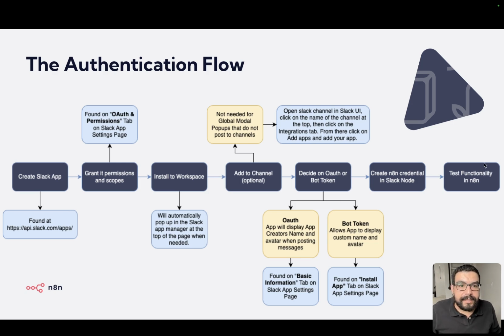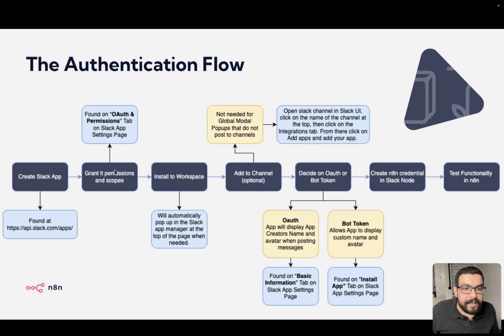So within Slack, you can essentially see here that it's not as simple as just getting an API key and being set. It's a little bit more complex than that. So the first step we're going to do today is creating a Slack app. And again, that can be found at api.slack.com/apps. Next, we're going to grant it permissions and scopes. In order to utilize the Slack app, we do need to turn on certain permissions. And we're going to be taking a deeper dive into this.